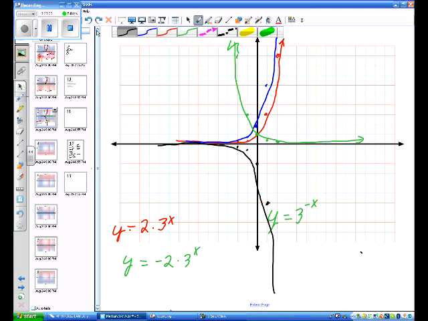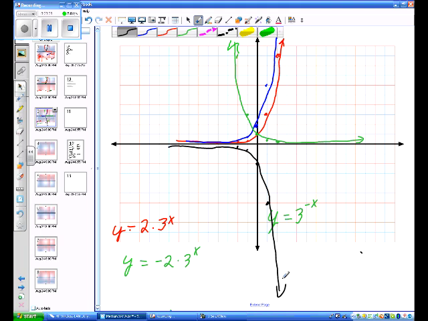I'm just having a little trouble getting through those points. Let's see if I can do just a little better. There we go. And then it would go down a lot steeper. So you can graph by using your transformations.